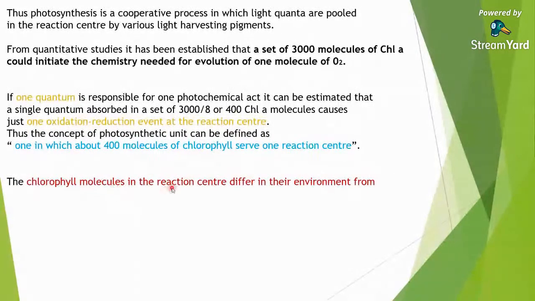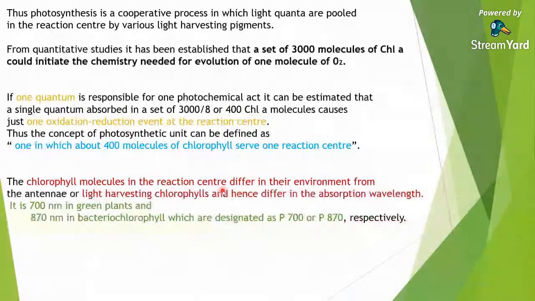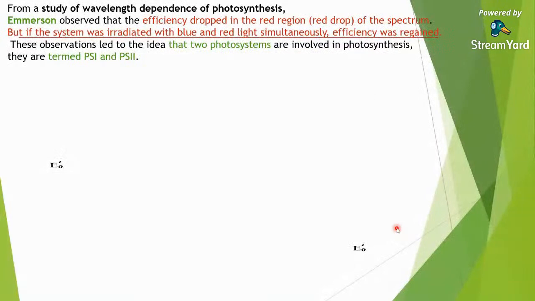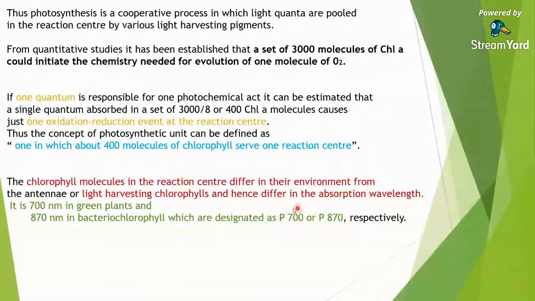The chlorophyll molecule in the reaction center differs in its environment from the light-harvesting chlorophylls and hence differs in the absorption wavelength. It is 700 nanometer in green plants and 870 nanometer in bacteriochlorophyll, which are designated as the P700 center and P870 center respectively. It means the centers are recognized through the absorption wavelength.